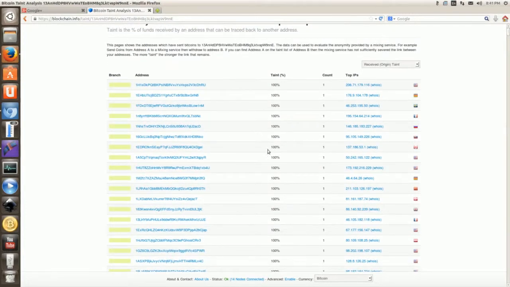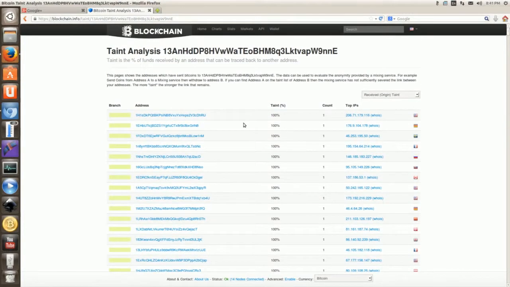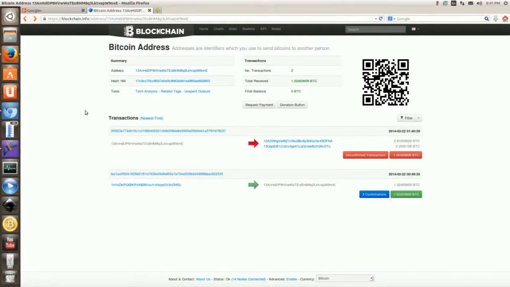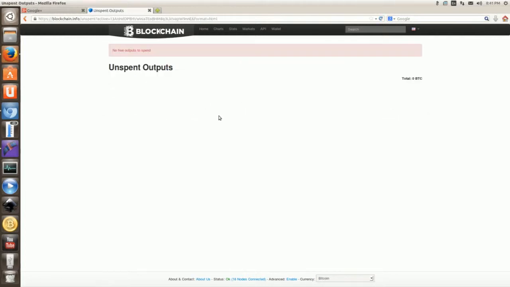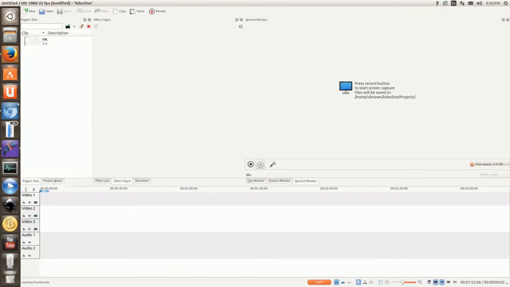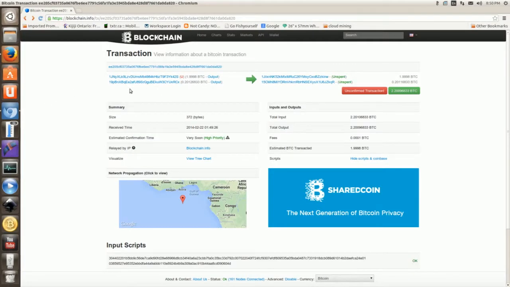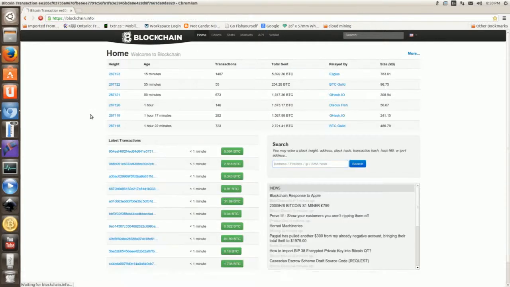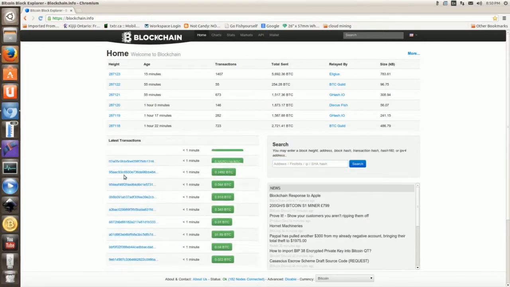The taint is an indication of how much of a trail was left. 100% taint, 100% trail. This was a trackable transaction. Most transactions are like that unless you really go out of your way to hide them. And if there was any change due back, because you always spend your entire wad of Bitcoin every time and get your transaction change back, so everyone even knows how much Bitcoin you have in your wallet.